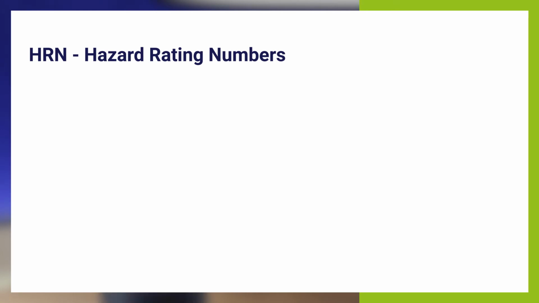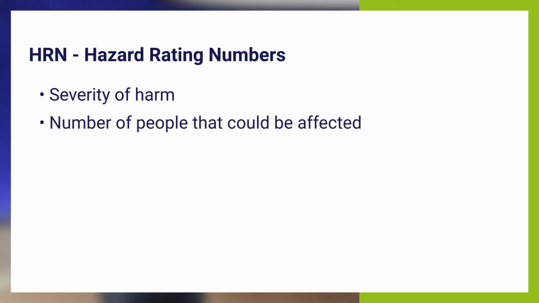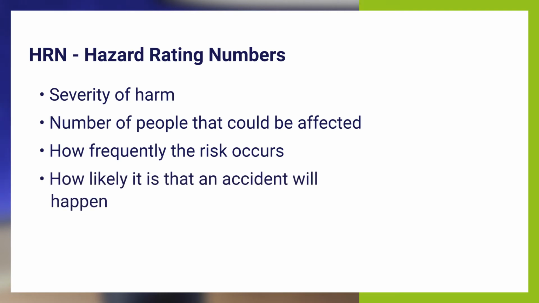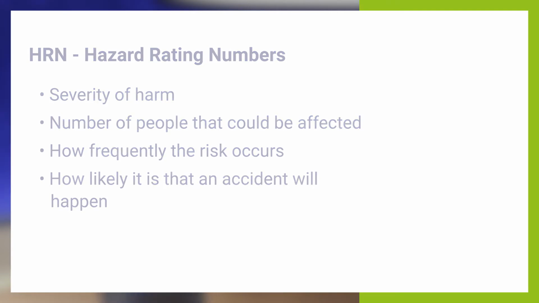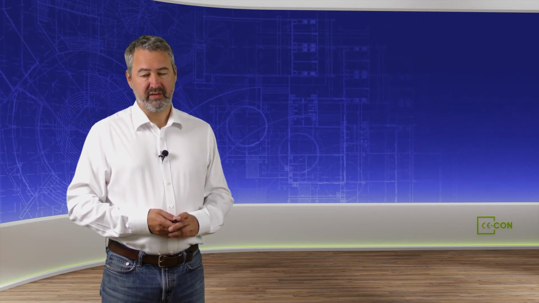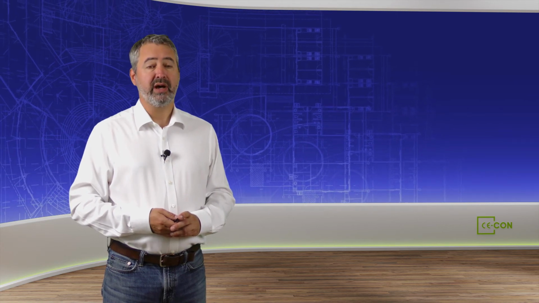Using the Hazard Rating Number System, the risk is classified by factors including the severity of harm that could be caused, the number of people that could be affected, how frequently the risk occurs, and how likely it is that an accident will happen. All the individual criteria have a special weighting and are ultimately multiplied by each other, leading to a risk between 13,500 and 0. The higher the number, the higher the risk.